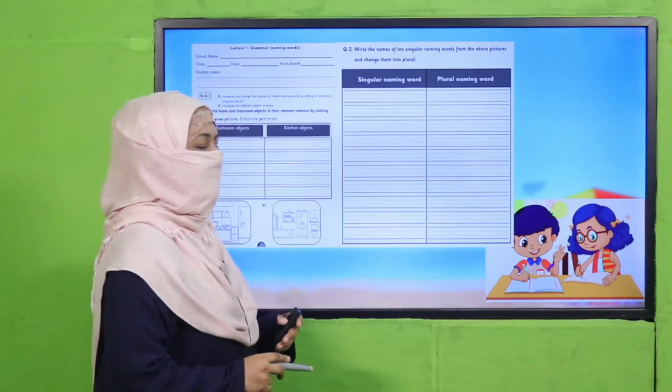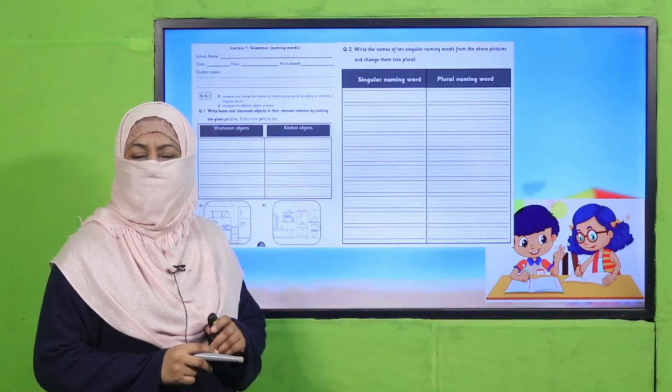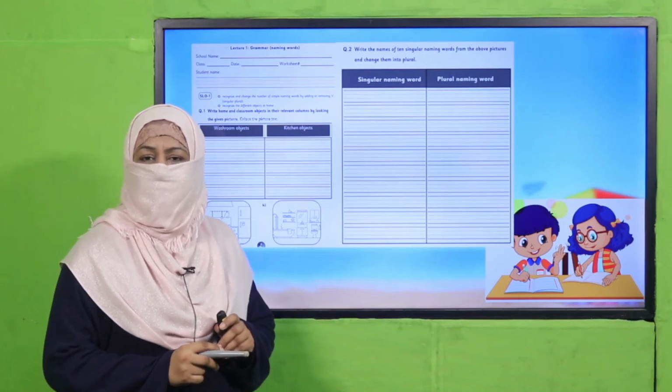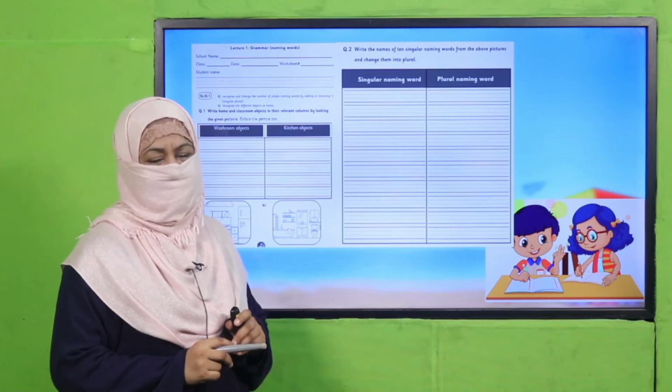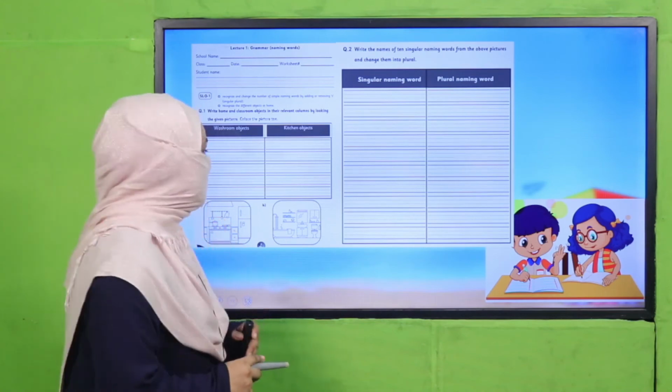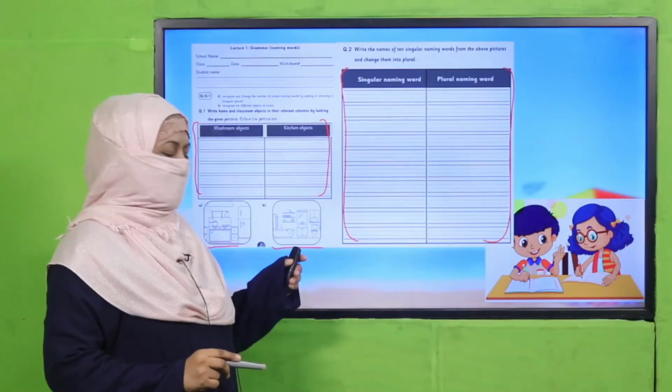And here is a worksheet. My dear fellow teachers, these worksheets, lesson plan, PowerPoint presentation links are given. You may click, download them, and kindly provide a printed worksheet to students for practice. And my dear children, first of all, you'll have to look at these pictures and name washroom objects here and kitchen objects over here. After that, you will write singular naming words here and then write their plural forms, right? This is how you will complete these two worksheets.